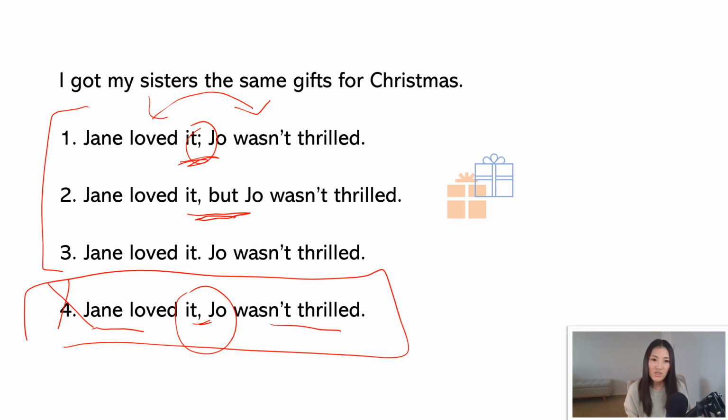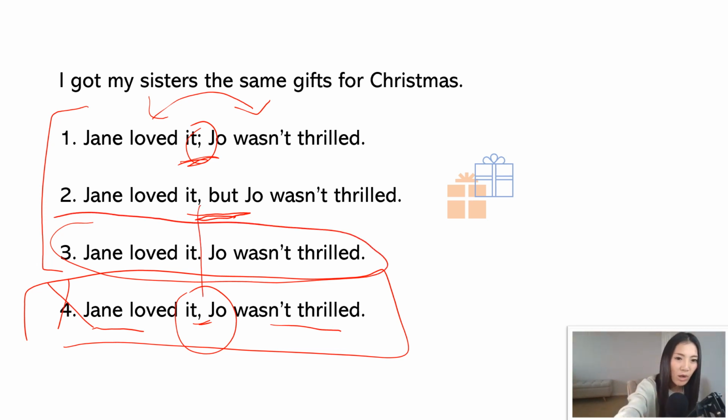Number 3, "Jane loved it." Period. "Joe wasn't thrilled." I would say this is the least attractive option just because, again, it creates a wall between these two independent clauses. I'm not sure why a writer would choose number 3 as an option. So depending on the effect you're going for, you would probably choose number 1 or 2.